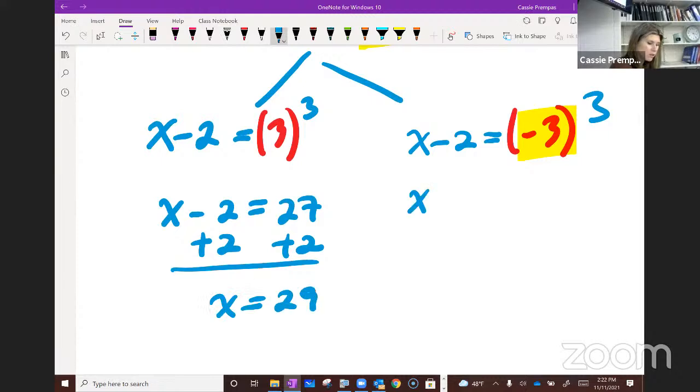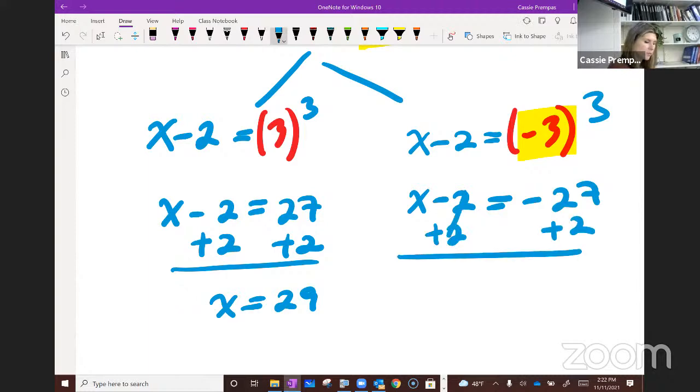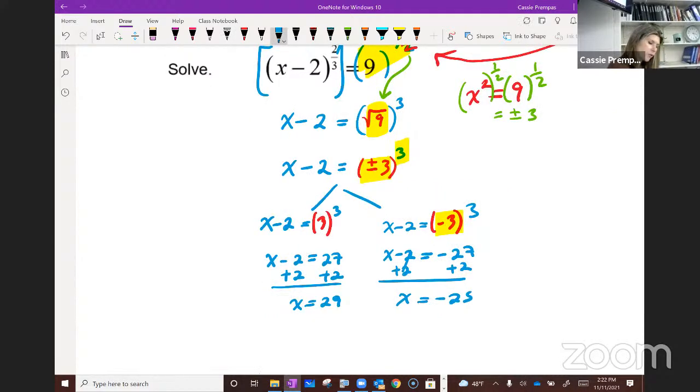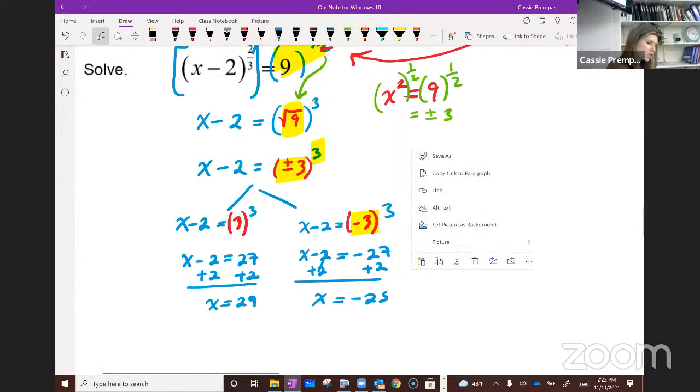And then here, what is negative 3 cubed? Negative 27, and then I add 2. What's negative 27 plus 2? Negative 25. What should I do before I actually box it? Check it. Has anyone checked them? They should both work out.